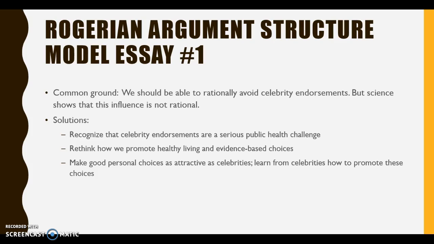So at the end of the essay, where we get to page 22, the author talks about the common ground. Ultimately, what they conclude is that we should rationally be able to avoid celebrity endorsements. We may logically know that they are not valid and that they could even be dangerous. But ultimately, what the science shows is that this influence isn't rational. Celebrity endorsements, for several reasons, actually trigger our emotional response, not our rational response.